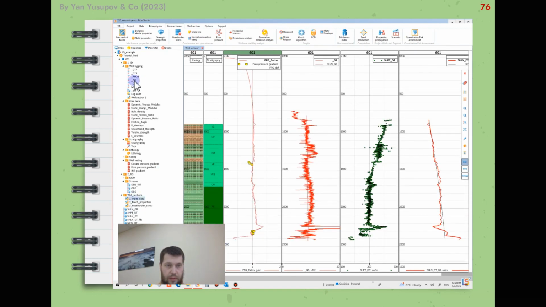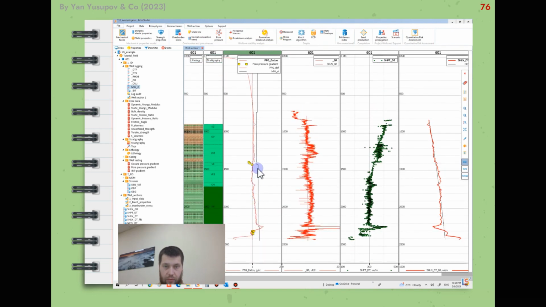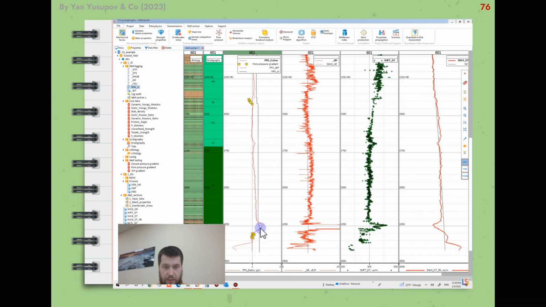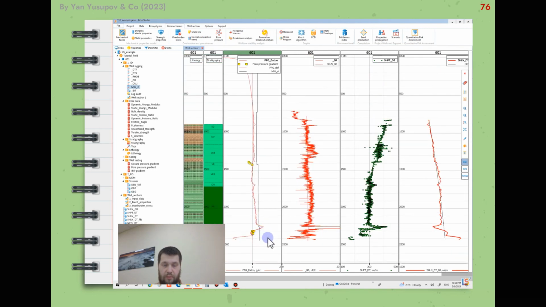Let's put the mud weight static on this curve. Now we will see that the mud weight static intersects our curve in the Bajan interval, but we don't see any blowouts here.